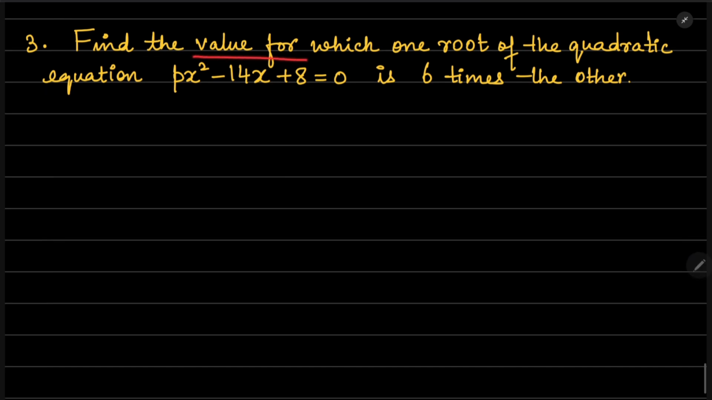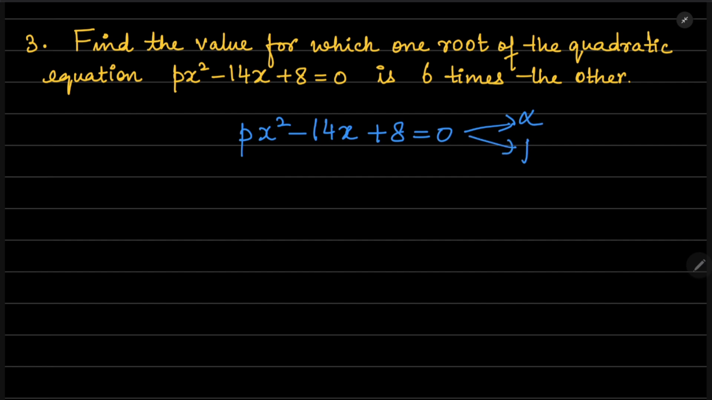Find the value for which one root of the quadratic equation px square minus 14x plus 8 equal to 0 is 6 times the other. As usual, the minute you have your quadratic equation, let's write it again. px square minus 14x plus 8 is equal to 0. Let the two roots be alpha and beta.